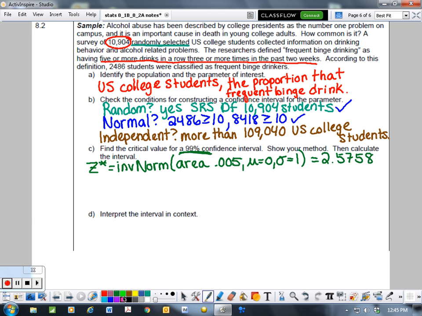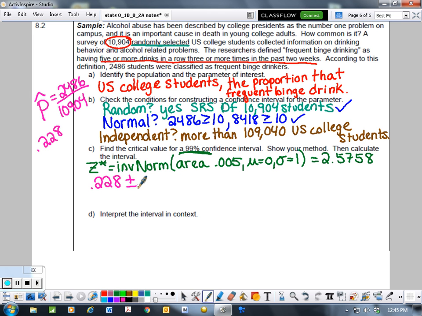So now find the interval. So now I have to figure out, well, what is my p hat? So p hat is really the 2,486 students out of the total 10,904 that are considered binge drinkers. So 2,486 divided by 10,904, and we get 0.2279. So I'm going to leave it as 0.228 because that is really close. So I'm okay with rounding it. So that's my proportion of my sample.